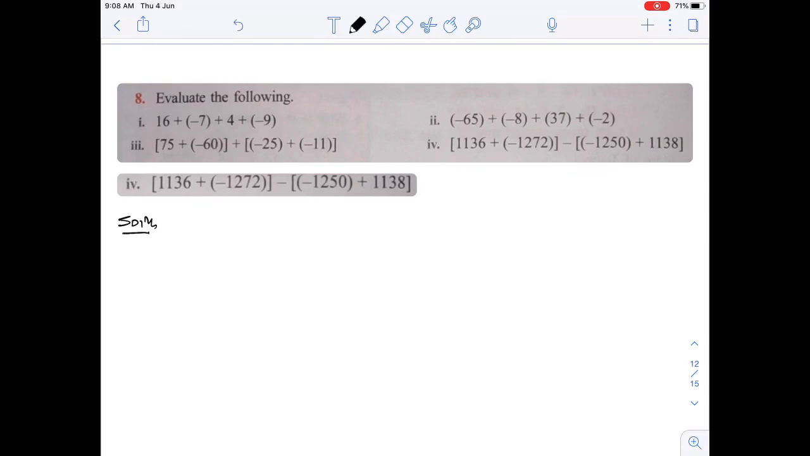Here it can be seen that a square bracket is present, then let me highlight it, this one is a square bracket and this one is a round or curve bracket. Okay, so now as we have learned that first we have to clear the inner brackets, then we will clear outer bracket. So what we will do, we will write this one as equals to 1136. Now here it can be seen that plus sign is followed by negative sign, opposite signs are there, so we have to make change in this sign. We write it as minus and number as it is 1272.